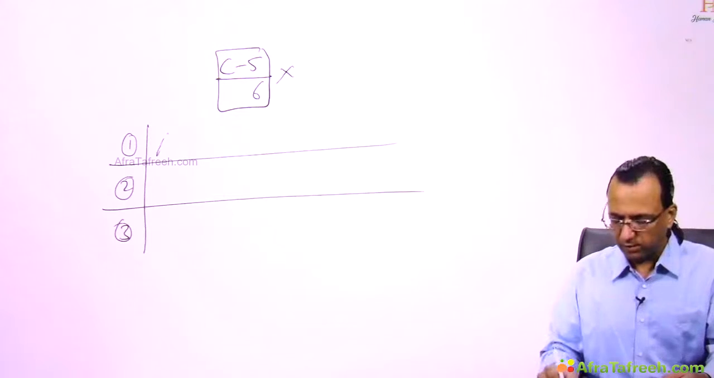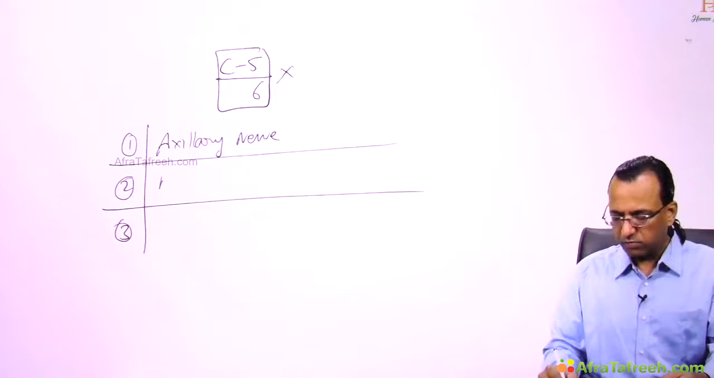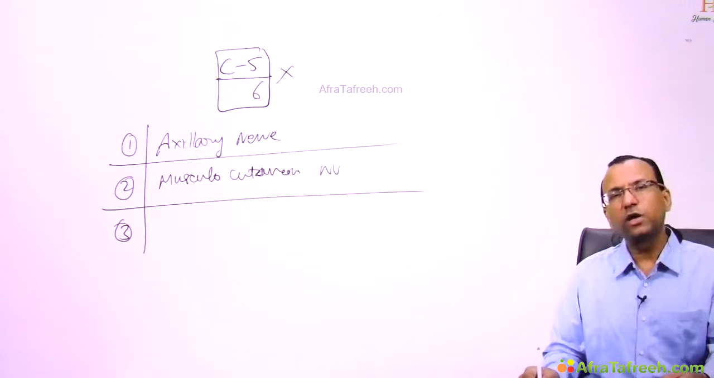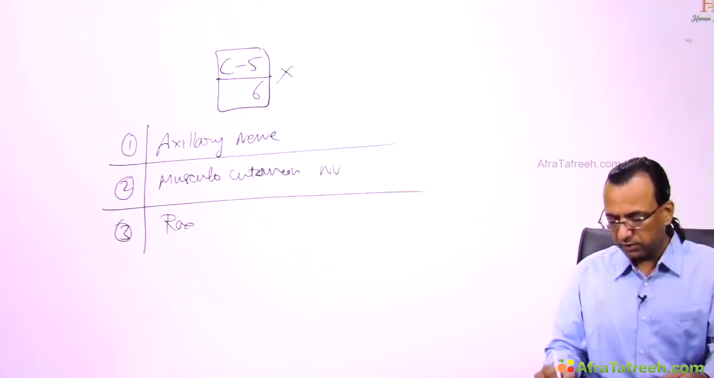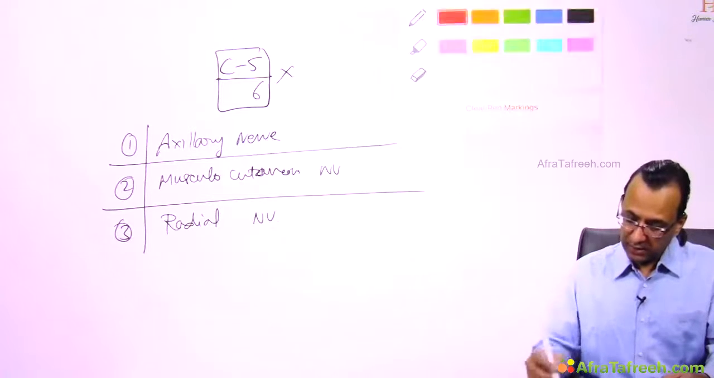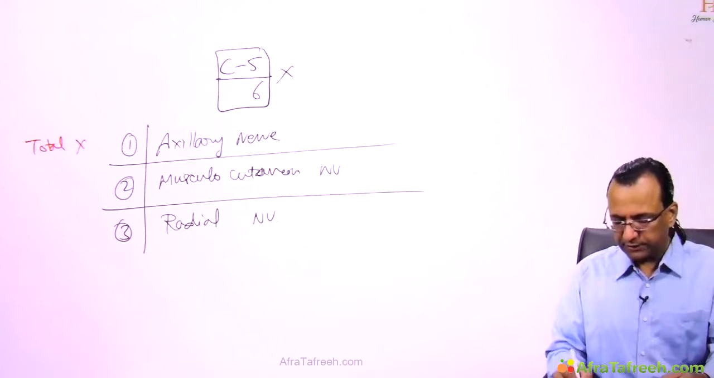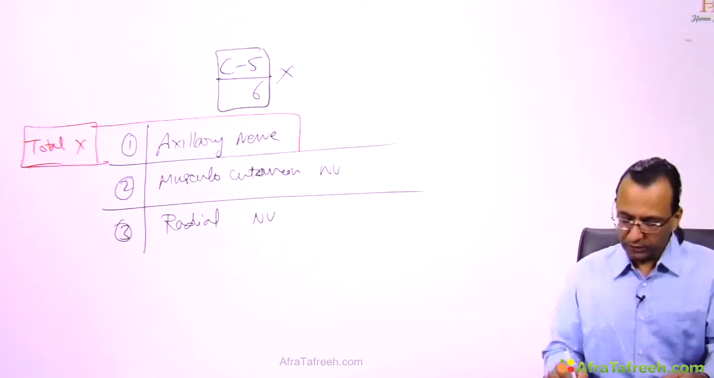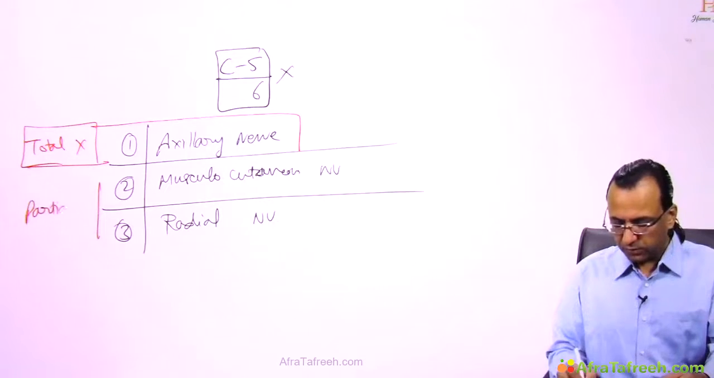I'll be talking about the axillary nerve, and there is also injury to the musculocutaneous nerve, and also injury to the radial nerve. Radial nerve is also involved. Yes. In fact, you have to understand it is the total injury for the axillary nerve and partial injury for the next 2. But why would you say it is partial injury for the next 2?